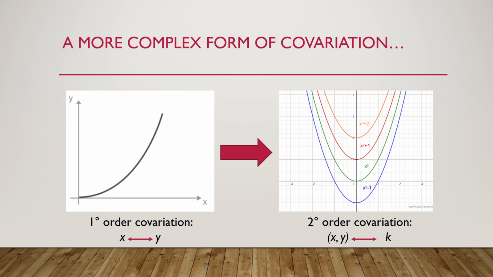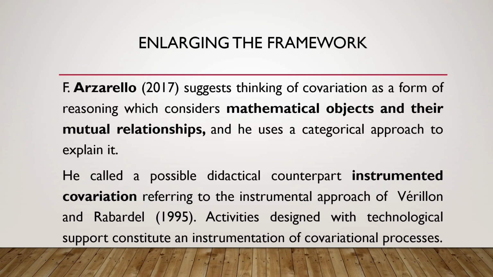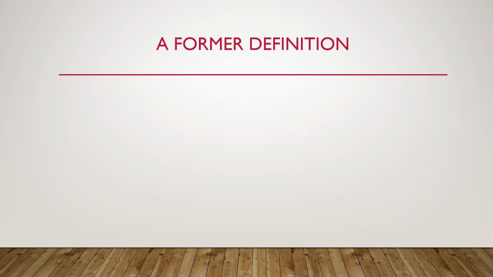Introducing this more complex form of covariation requires enlarging the existing framework and, as Ferdinando Arzarello suggested, considering covariation as a larger form of reasoning, considering mathematical objects together with their mutual relationships. And specifically, a possible didactical counterpart of this covariation is called instrumented covariation, because activities designed with technological supports constitute an instrumentation of covariational processes.